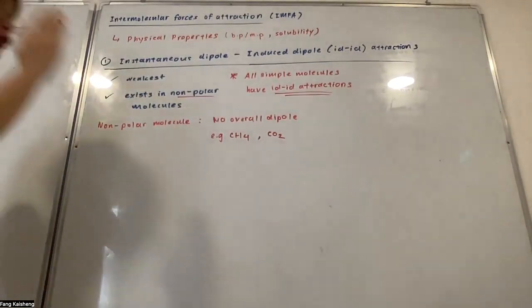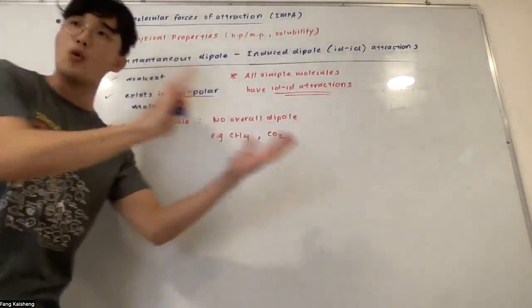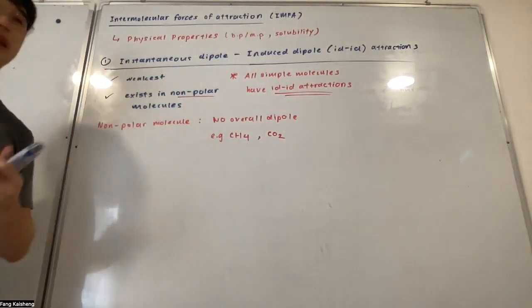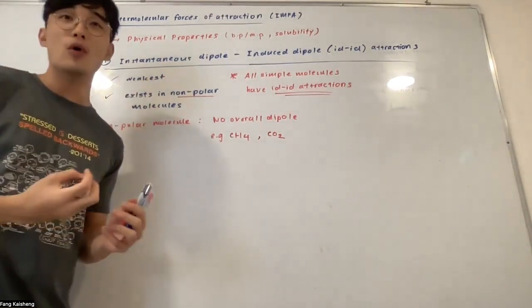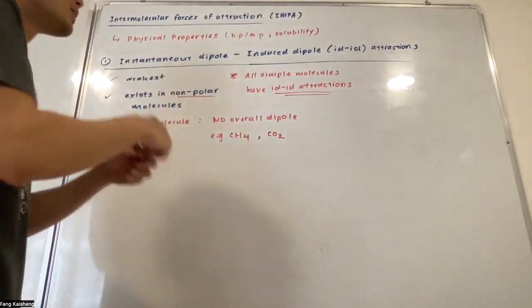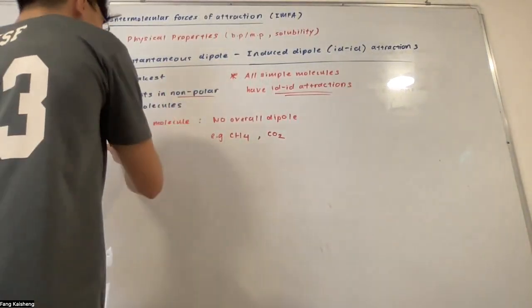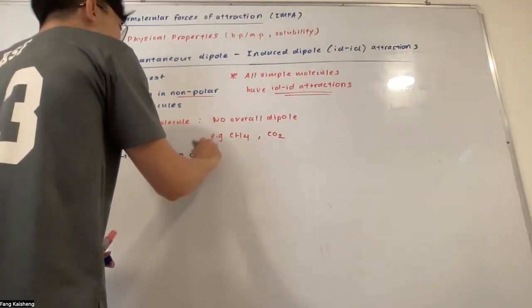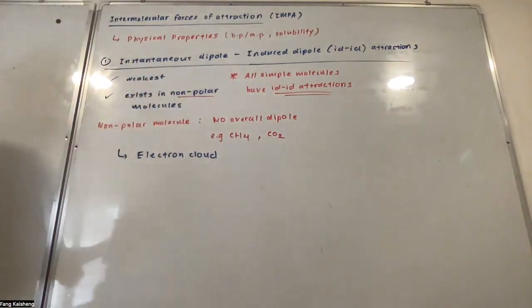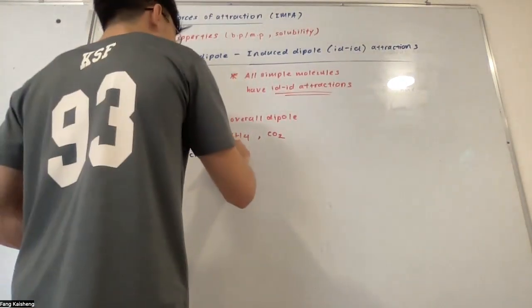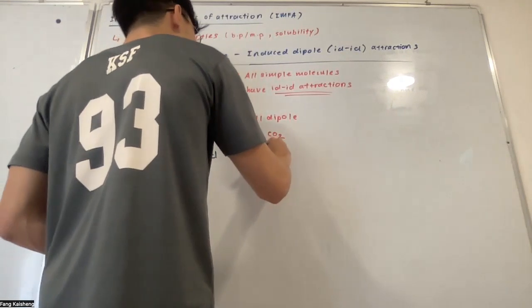What matters is if there's no overall dipole, are the electrons favored towards any side of the molecule? You think of electronegativity. If there's no overall dipole, are the electrons concentrated towards any particular side? No, right? So I want you to think of this. For a non-polar molecule, I want you to think of its electron cloud. Do you all think the electron cloud is evenly distributed or unevenly distributed? Evenly, good. Electron cloud of a non-polar molecule is evenly distributed.